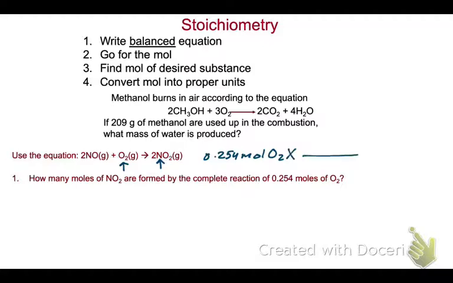So what is the mole to mole ratio? 2 moles of nitrogen dioxide will form from every 1 mole of oxygen gas. And since they only want moles, I am done with my conversion factors, right? All I have to do is the math here, and the answer will be 0.508 mole of nitrogen dioxide. All right, so that's a very simple example because they gave us the moles. Let's look at the next one.